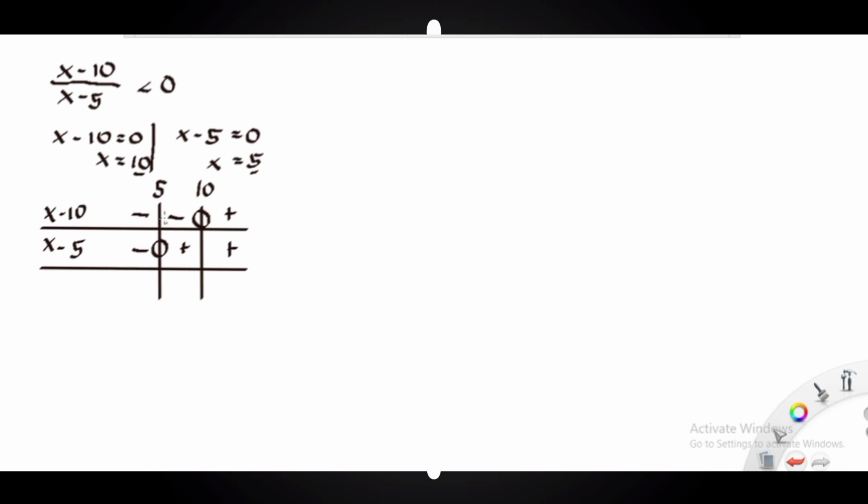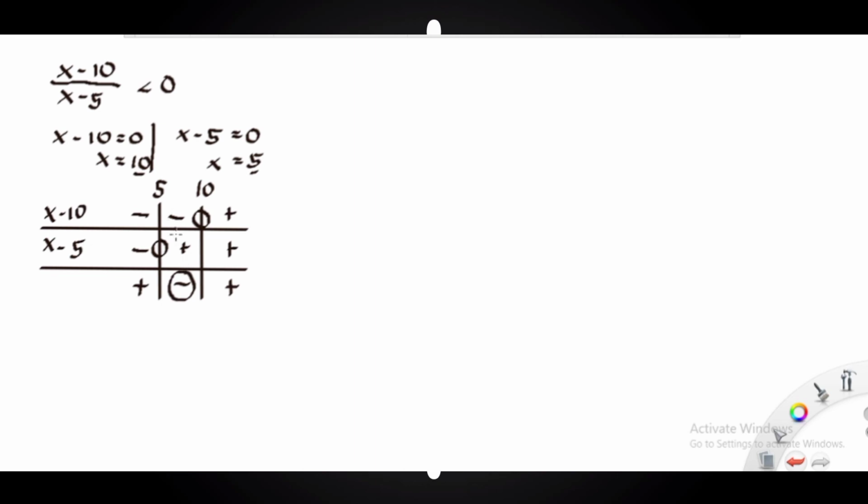Next, multiply the signs. Negative times negative is positive. Negative times positive is negative. Positive times positive is positive. Now, alin sa mga signs na ito ang kukunin natin? Are we going to take positive or negative sign? So, balikan natin yung ating inequality symbol. This is less than, so it means we have to take the negative sign.